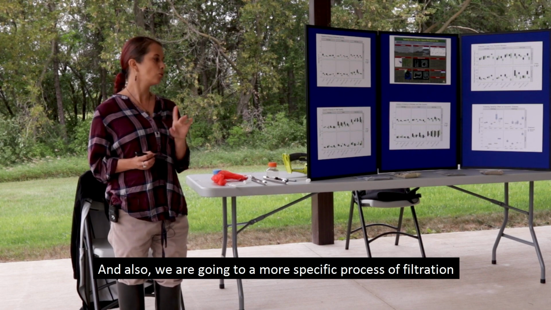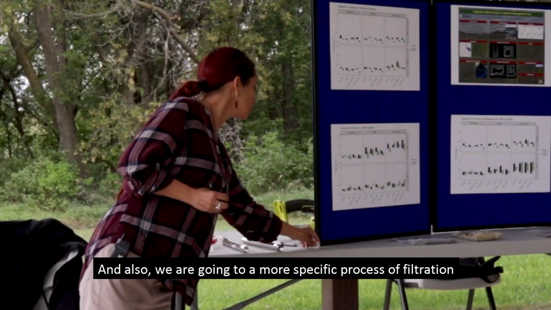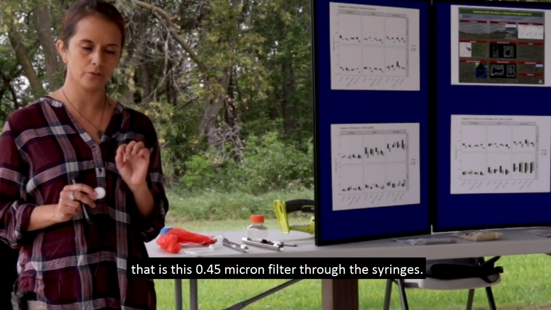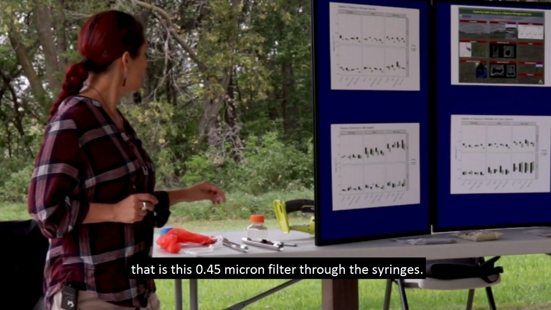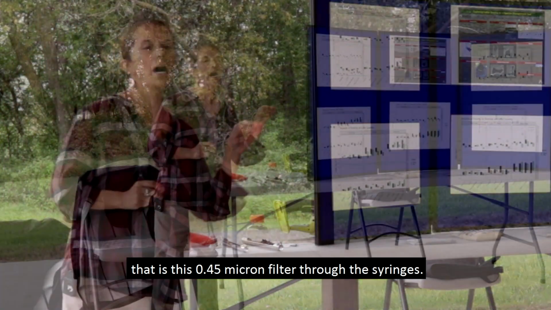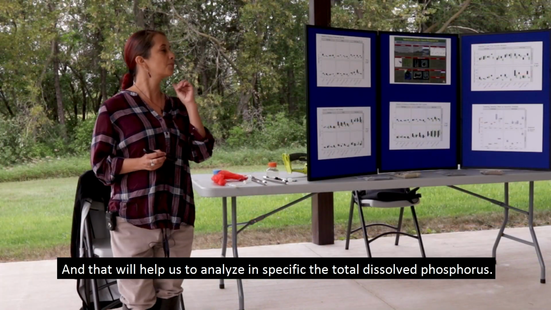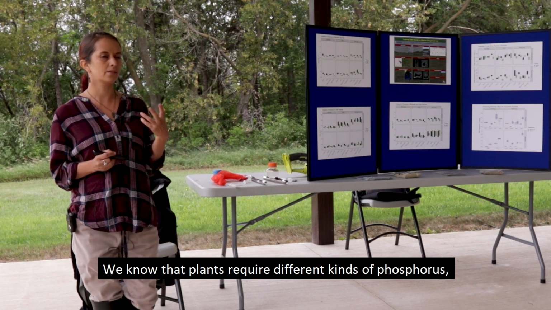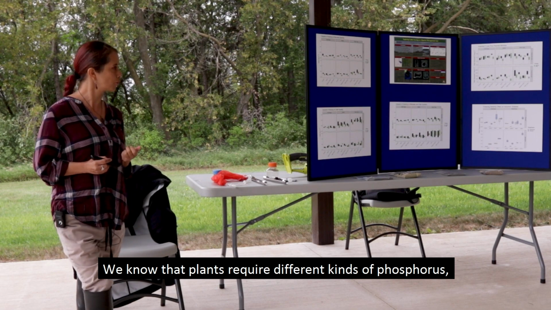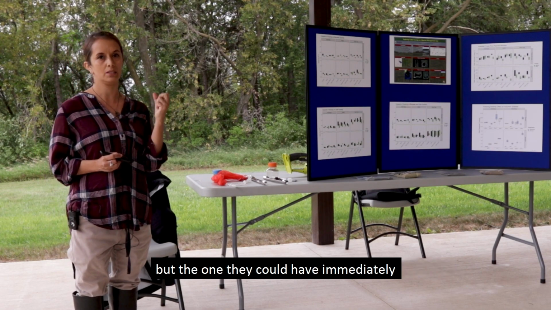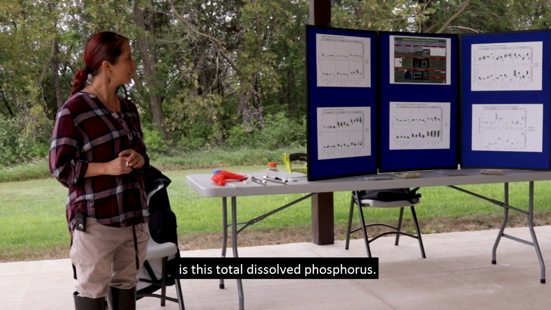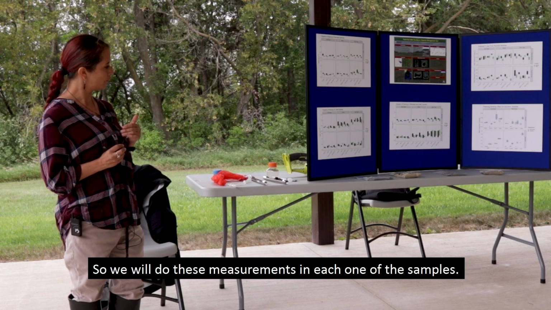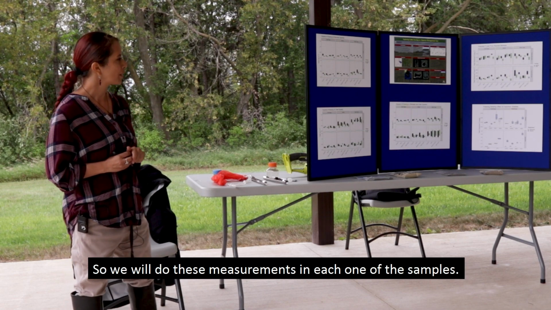And also we are going to do a more specific filtration process, with 0.45 micron filters through the syringes. That will help us to analyze the total dissolved phosphorus. We know that plants require different kinds of phosphorus, but the one that they can use immediately is the total dissolved phosphorus. So we will do these measurements in each one of the samples.